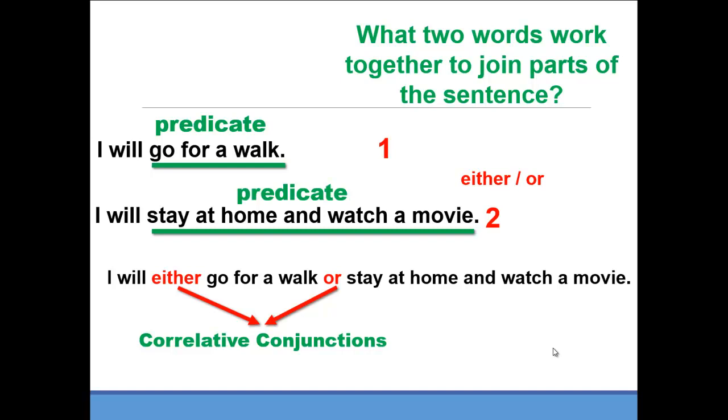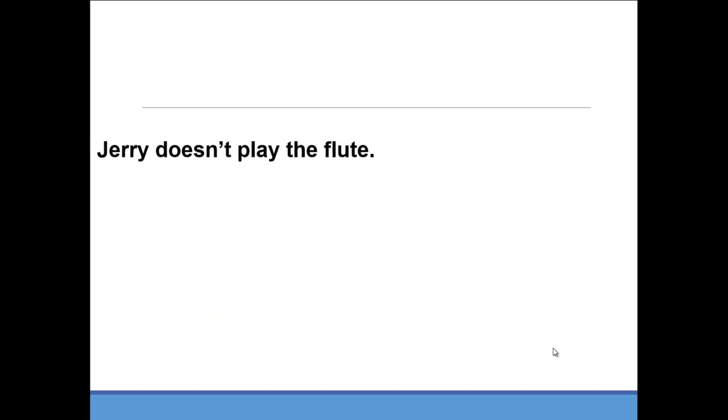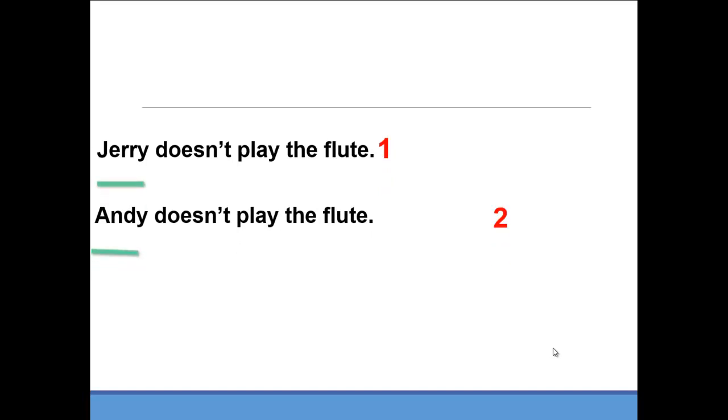So in this example, what type of words do the conjunctions either or join? They join the predicates or the verbs of the sentence. Great. The next example, Jerry doesn't play the flute. Andy doesn't play the flute. What parts of the sentences need to be joined? Great, Jerry and Andy. In this case, we will use the conjunctions neither nor.